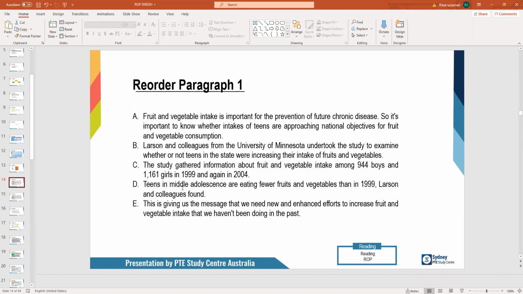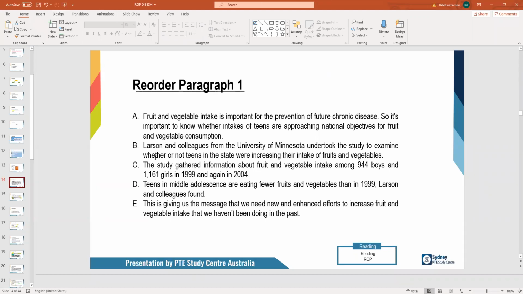Okay. Teens in middle adolescence, that is not related with the fruit and vegetable. It is related with the study, about the result of the study. And it is saying the study gathered. So I will not put this as my second sentence because I haven't come up with the study. The study hasn't been introduced yet.